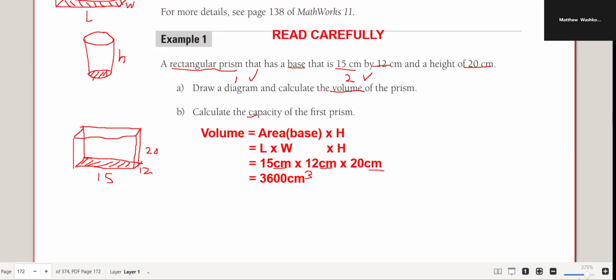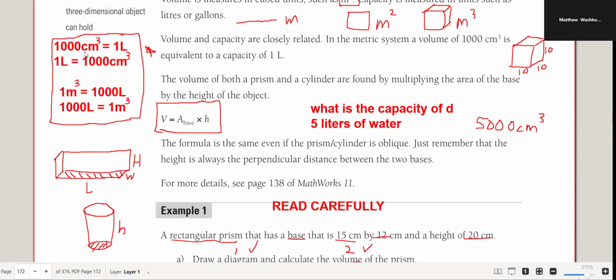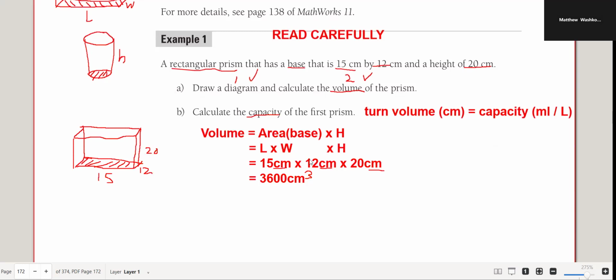Now I want to calculate the capacity of it, right? So when I look at this, this means I am turning volume, right, which is centimeters, into capacity, which is milliliters or liters, right? So I got to stick with something I know. Now, okay, centimeters cubed. Do I have anything? Yes. 1,000 cubic centimeters is 1 liter. So if 1,000 cubic centimeters is 1 liter, now you could probably just look at this and be like, oh, it's 3.6. But if I were to give you a harder number, you might not be. So I'm just going to divide it by that, right?